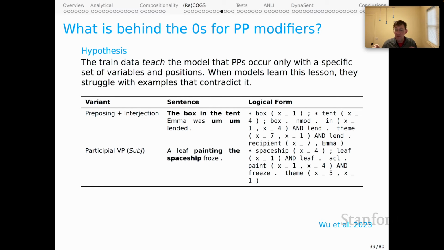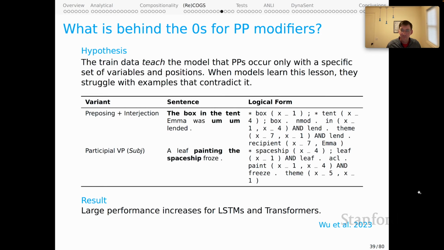And to further cover the space, we also do this thing with participles. So instead of having just standard prepositional modifiers, we also do things like a leaf painting the spaceship, again, to fill in the gaps in these variable names and positions. The result is a very large performance increase for both LSTMs and transformers on these splits, again suggesting that our hypothesis is on the right track, and functionally the blocker here was that models had been taught that PPs associate with certain variable names and certain positions, which is not precisely what we were hoping to test for.